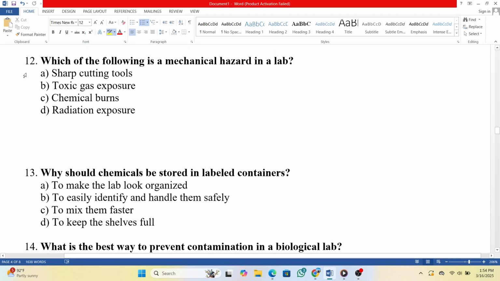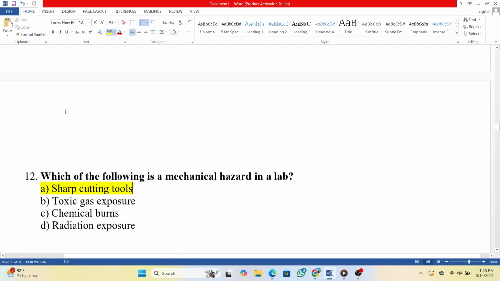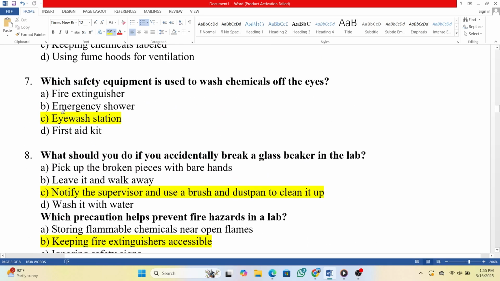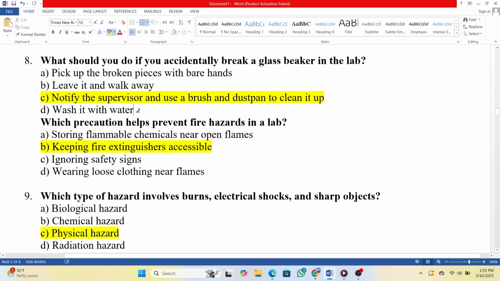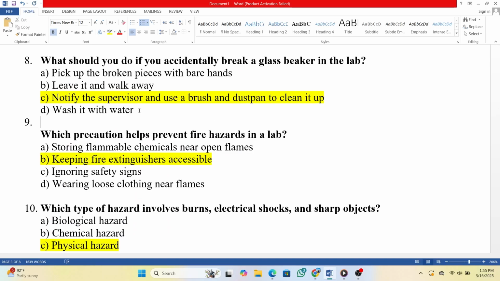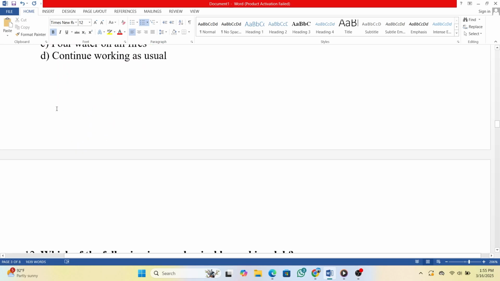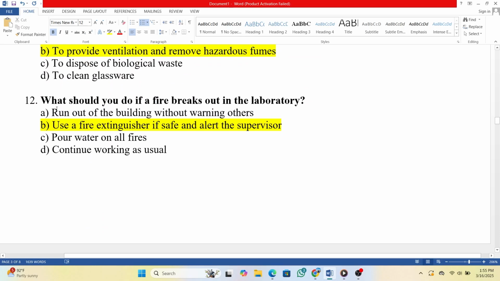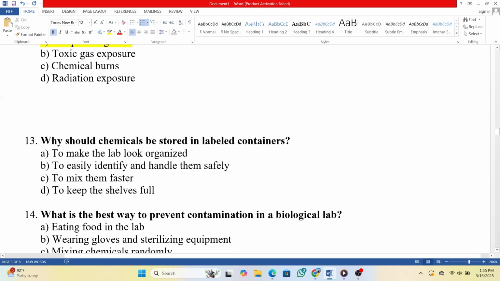13. Which of the following is a mechanical hazard in a lab? A. Sharp cutting tools. B. Toxic gas exposure. C. Chemical burns. D. Radiation exposure. Answer, A. 14. Why should chemicals be stored in labeled containers? A. To make the lab look organized. B. To easily identify and handle them safely. C. To mix them faster.